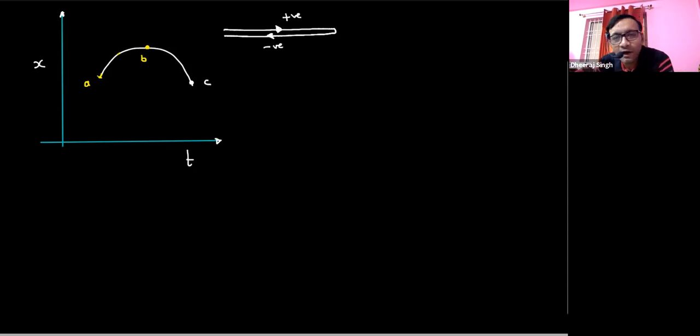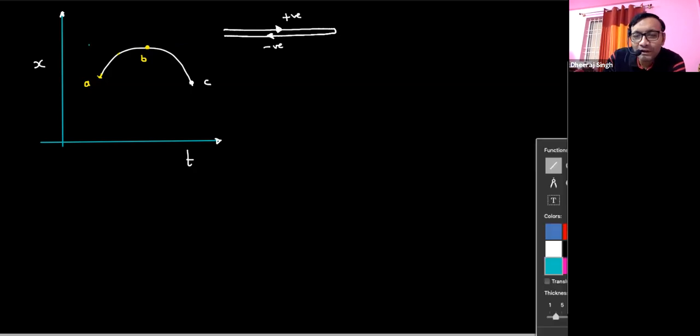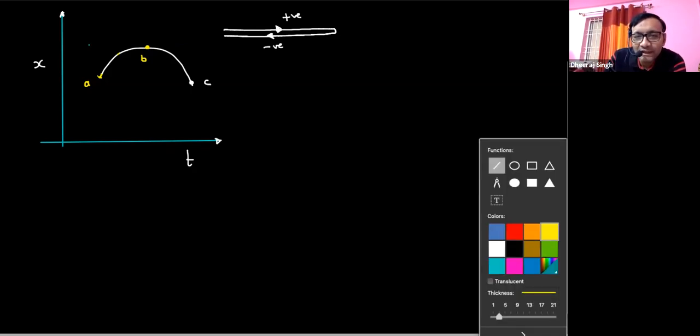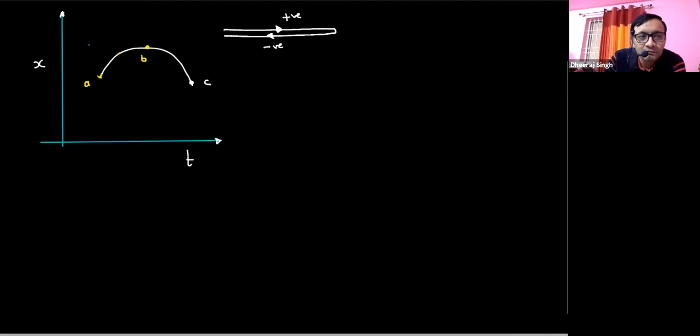Can you identify a point where velocity is zero? At the peak. Don't confuse it with projectile motion. It looks like a projectile, so don't confuse it with that. So the topmost point, the velocity is zero. What is the reason?